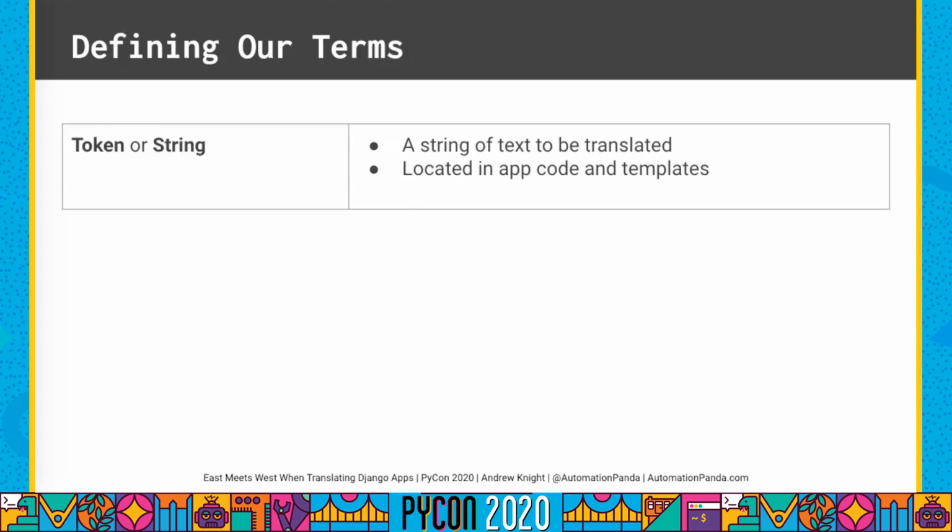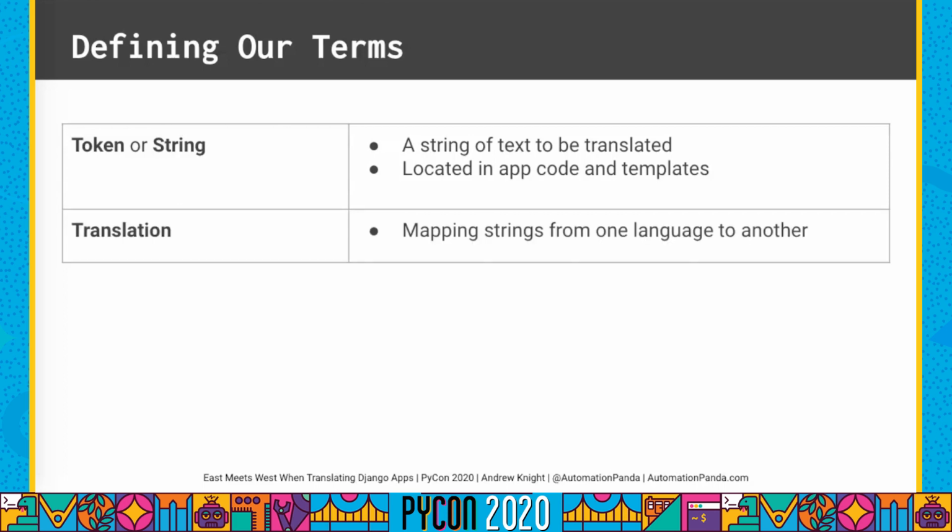Before we dig deep into each of those 4 steps, let's define our terms so that we know what we're talking about. The term token or string refers to a string of text to be translated in the application. It can be located either in the Python app code or in the Django templates. The term translation refers to a mapping of those strings from one language to another. In the case of my Django application, I wrote all of my strings in English as my primary language, and then I provided translations from English into Mandarin Chinese.